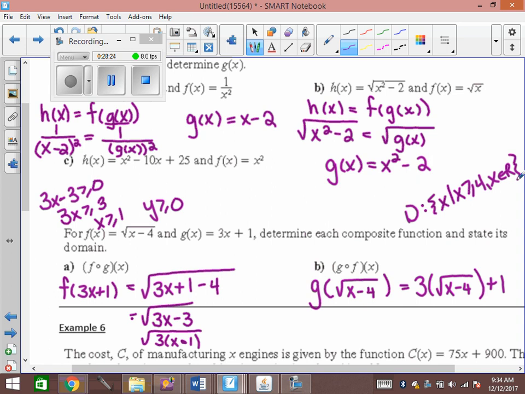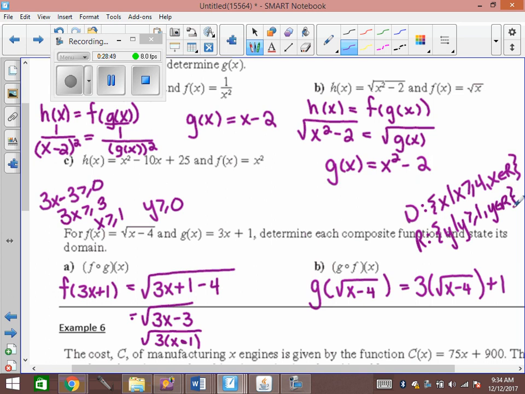And it's 4 because we have a horizontal translation 4 to the right. Okay. Now we have a vertical translation 1 up. So we know it's going to be greater than or less than 1. Which one is it going to be? Greater, because I don't have a reflection in the x-axis, right? So my range is y such that y is greater than or equal to 1.